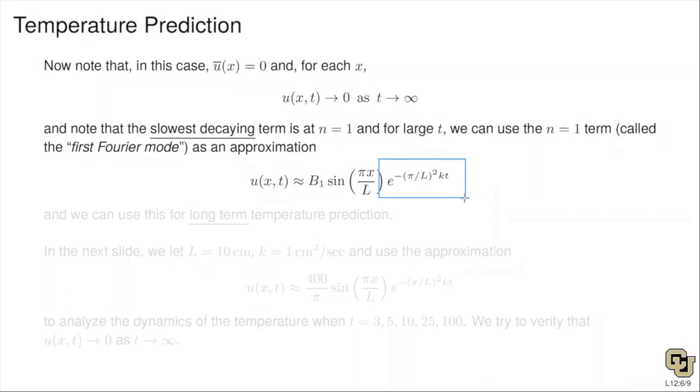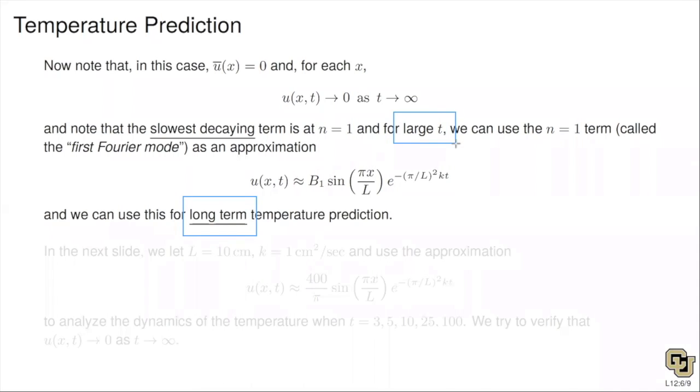The first two terms would be the slowest and the second slowest. And so we can use this. This is an easier function to work with in terms of plugging in numbers. And so we can use this for long-term temperature prediction. So what do I mean by long-term? I mean, t is big.